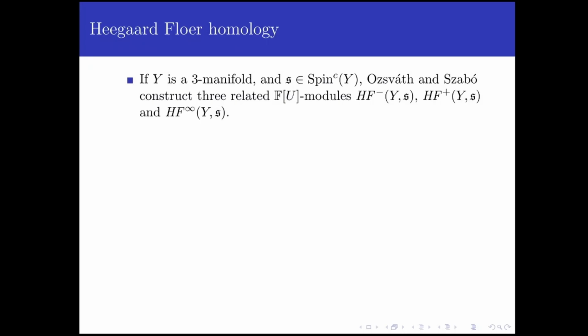Okay, so we're going to begin with some background on Heegaard Floer homology. If Y is a 3-manifold equipped with a spin^c structure, Ozsváth and Szabó created three related F[U]-modules: HF^-, HF^+, and HF^∞.